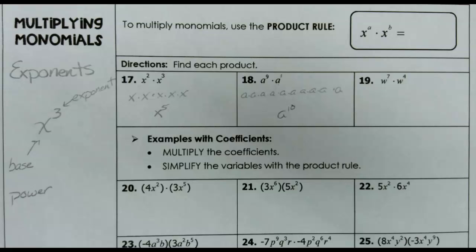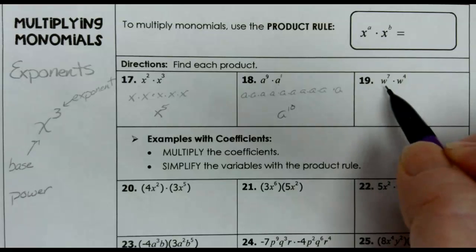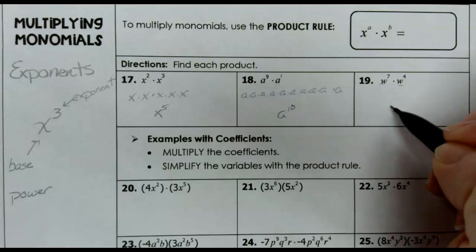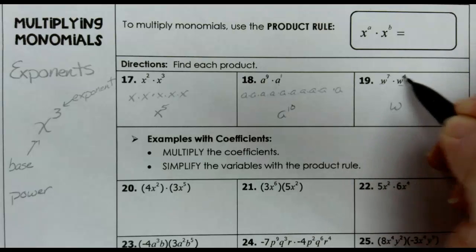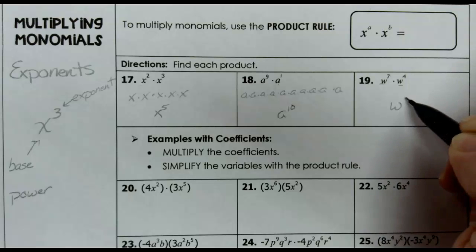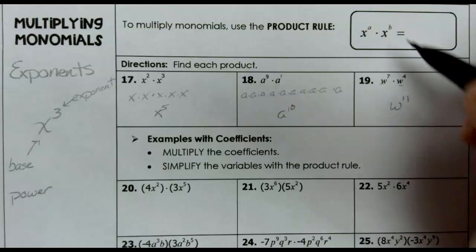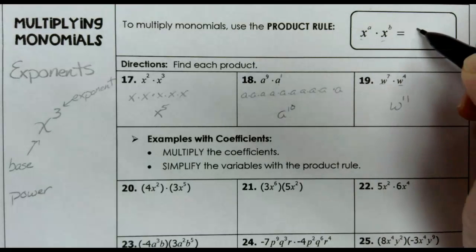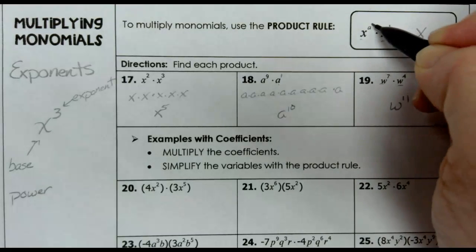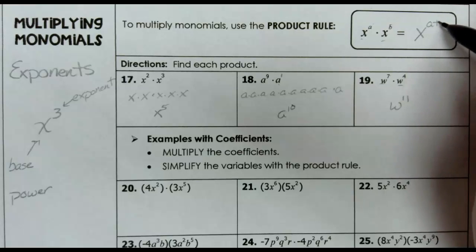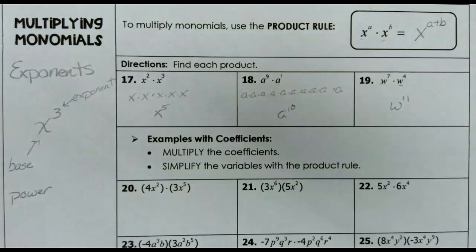So in the next one, we could write it all the way out and count them all up. Or we could say, you know what, I have a common base. I have a w and a w. If I take a w and a w, I'm going to keep the base. I'm going to add the exponents. And 7 plus 4 is 11. So our rule back at the top here is if I have a common base, my common base here was x, I can take the exponents and I can add them together. So x raised to the power of a plus b.